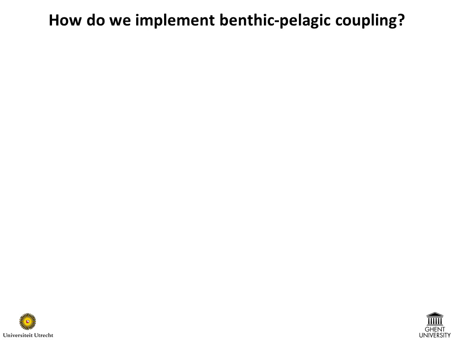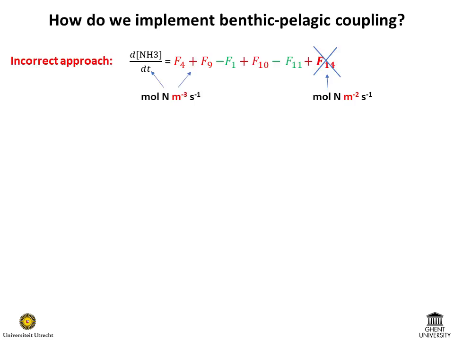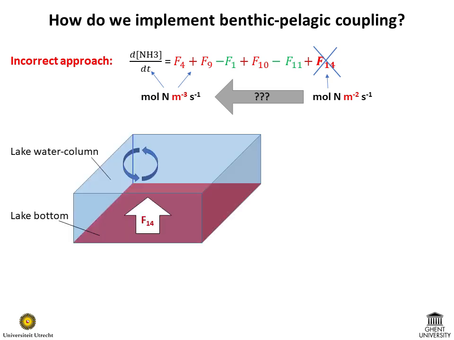How do we now implement this benthic-pelagic coupling in the rest of our mass balance equations? We cannot simply add or subtract the newly introduced benthic fluxes from the pelagic mass balance equations, as the units are different. We need to find a way to convert the benthic flux, which is per square meter, into a rate of change in the nitrogen concentration in a pelagic compartment, which is per cubic meter. To do this, we consider that the water column is well mixed. So the nitrogen exchange across the sediment-water interface affects the concentrations in the entire water column.